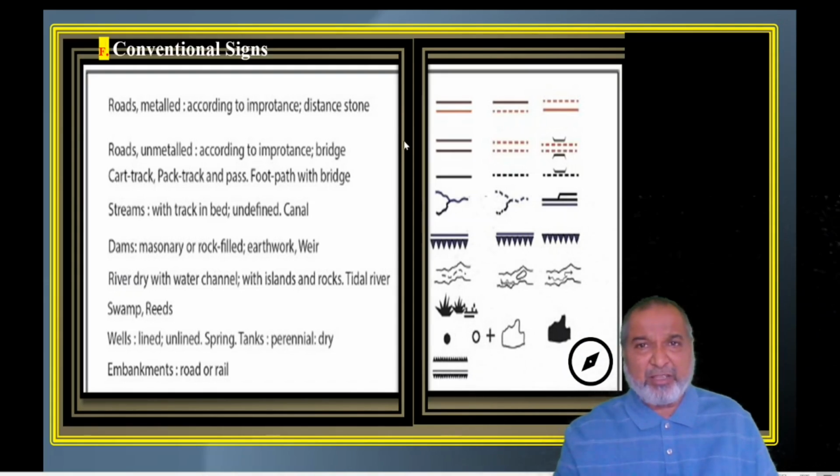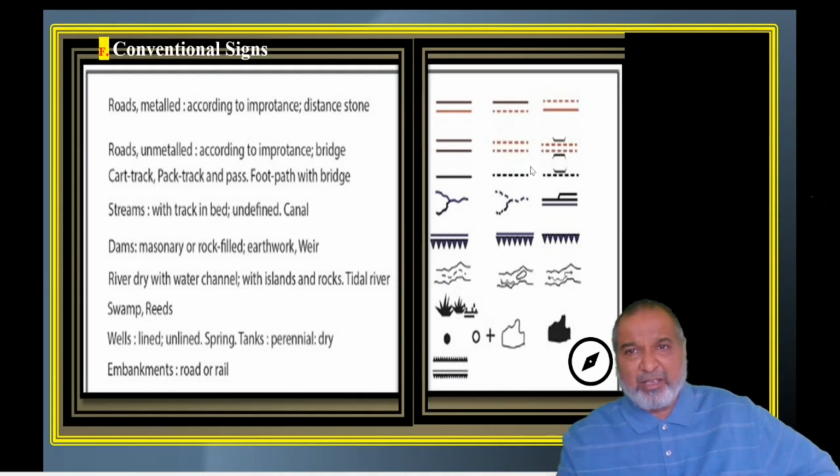The first one here is about the roads. Metal roads are there. You can see this is a road, and on this side it is not a metal one. This is the way it has been marked. Wherever a bridge is there, this is a very important one. We will use the bridge and metal road.